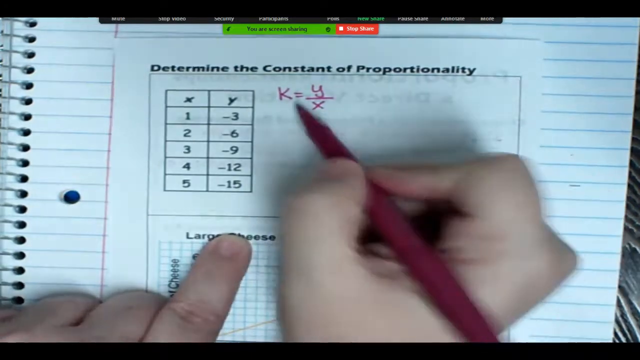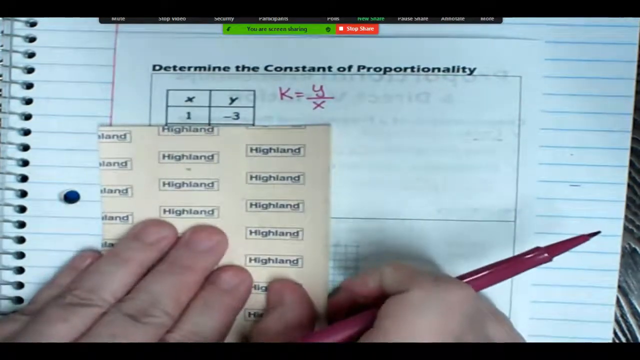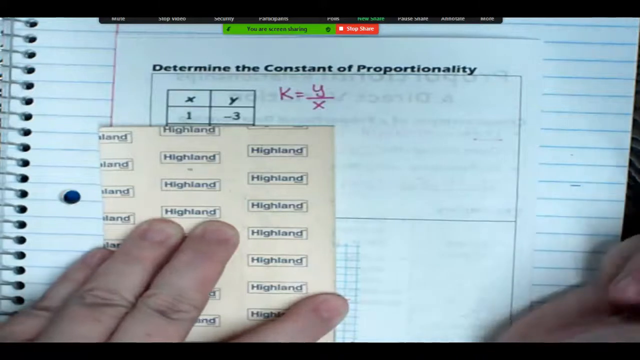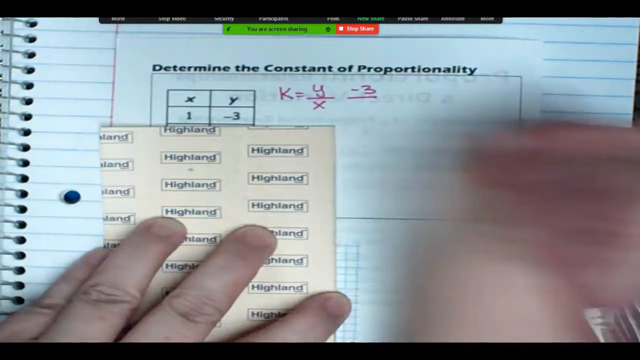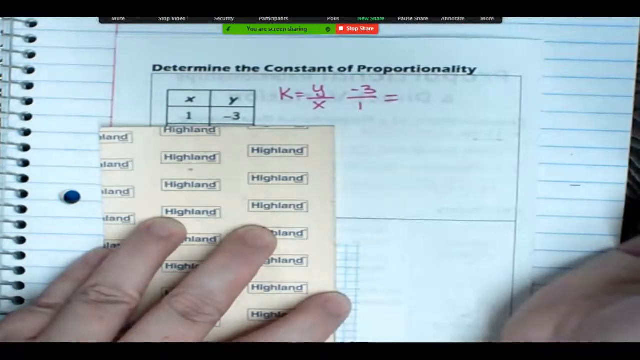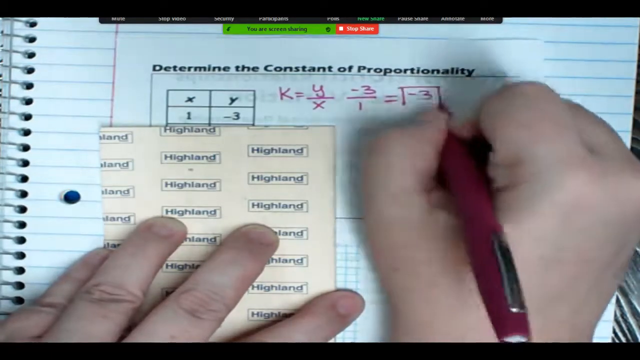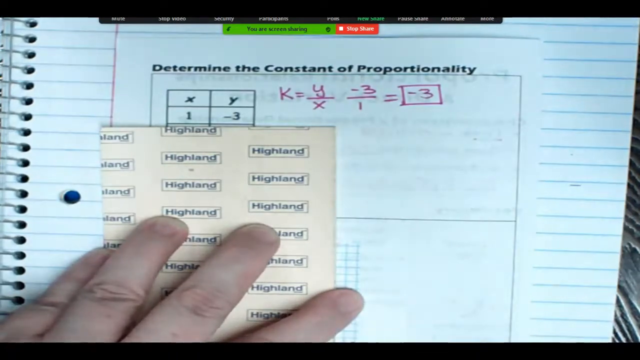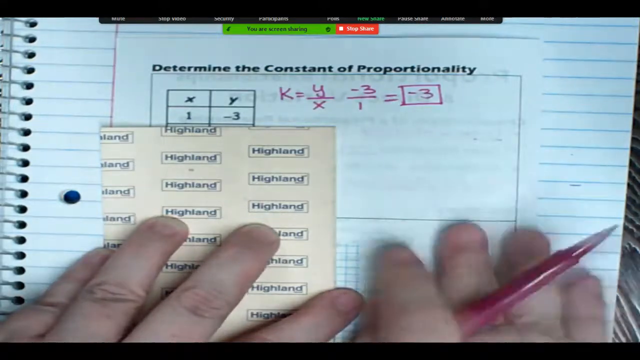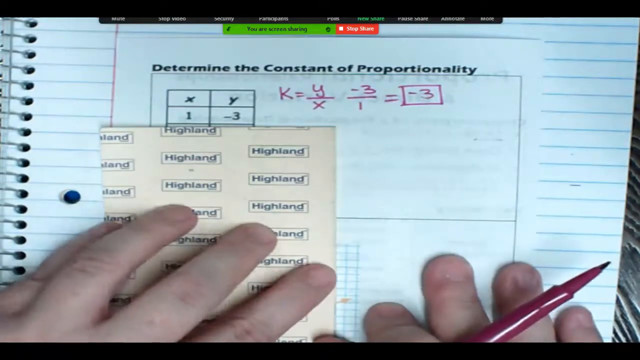All right, so Y divided by X. First thing, I want to look at my first ordered pair. What is my Y value? -3 divided by, what is my X value? So my constant of proportionality is -3. Now, in order for it to be a constant of proportionality, I have to get that same constant of proportionality for every ordered pair. For it to be proportional, for it to have a constant of proportionality. So let's double check and make sure.